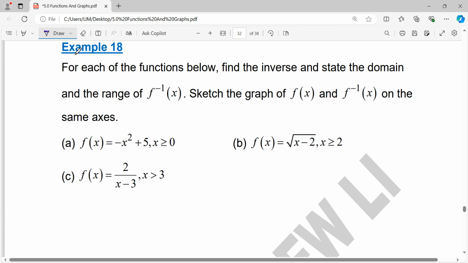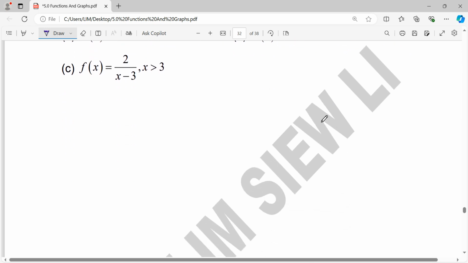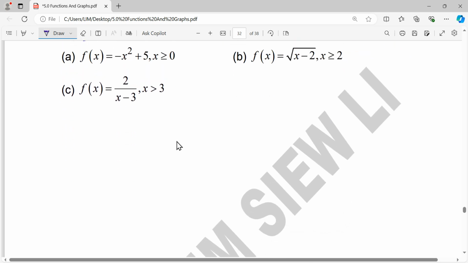Hi everyone, for this question they say for each of the following functions find the inverse, then state the domain and range for the inverse function, then we need to sketch their function on the same axis in the graph. So for question A, a quadratic function, you notice it says x greater than 0, meaning they were talking about the positive side only to be inverse.